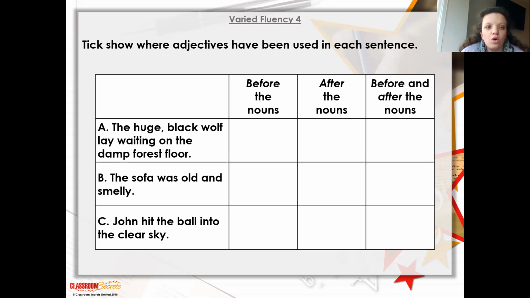The sofa was old and smelly. John hit the ball into the clear sky. Off you go. Pause if you need to.